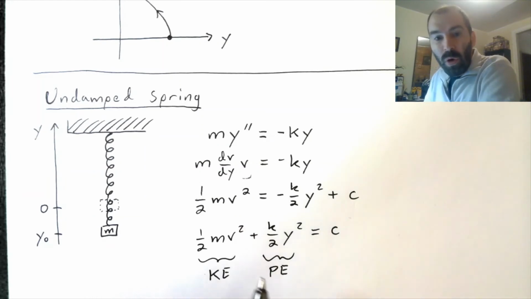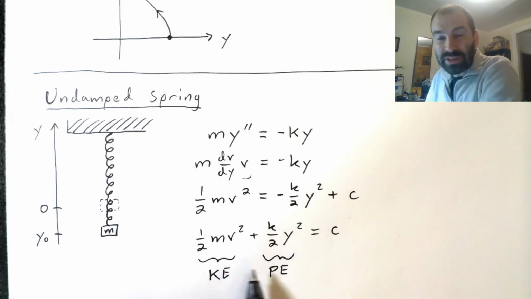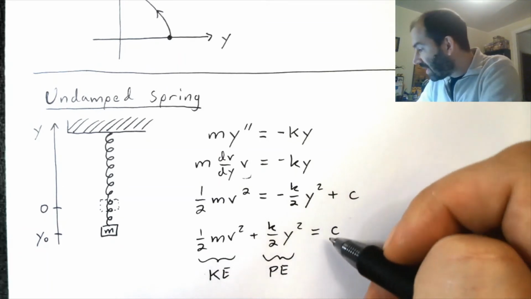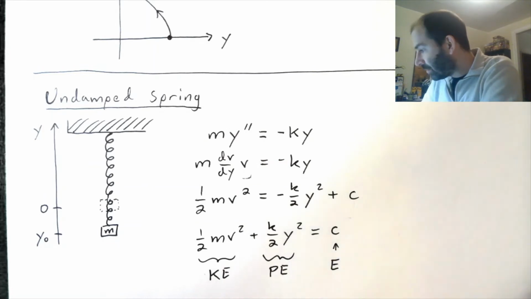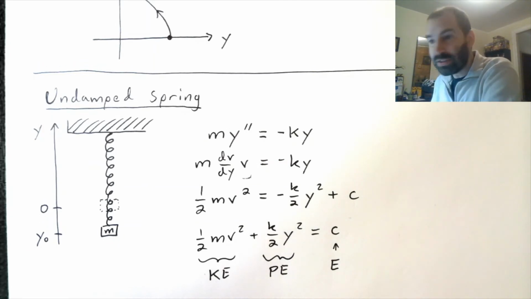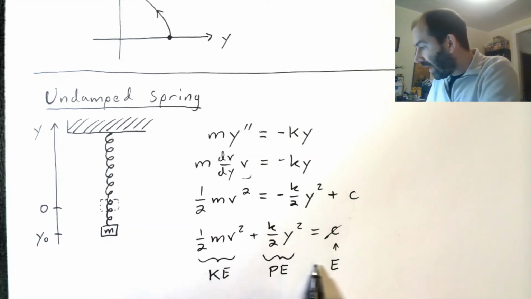Now, what we said was that the sum of kinetic plus potential is the total amount of energy. So what C is representing is the total energy. Let me just call that E. So here we have an equation.